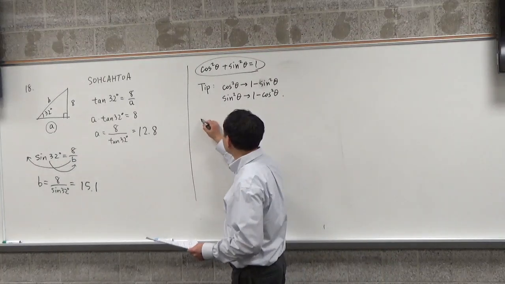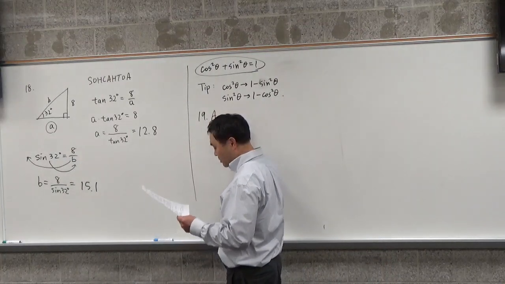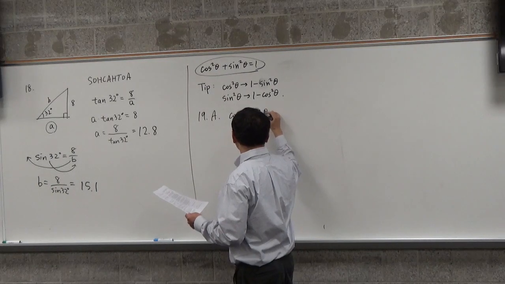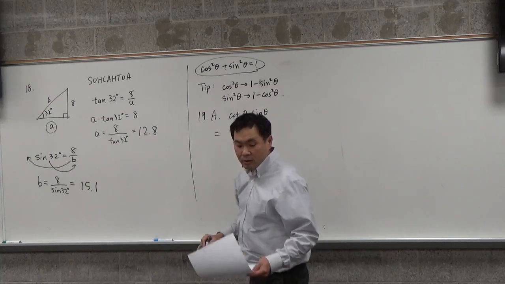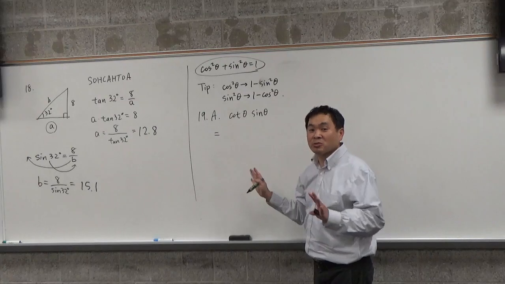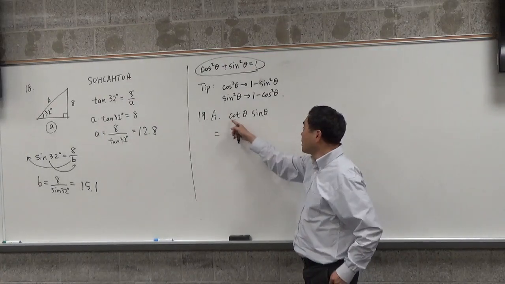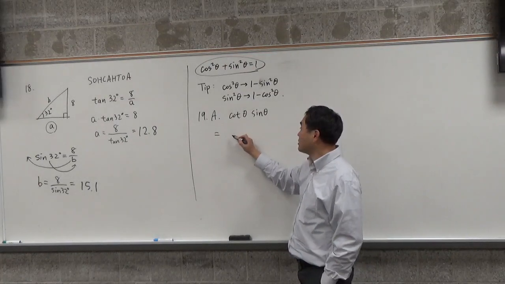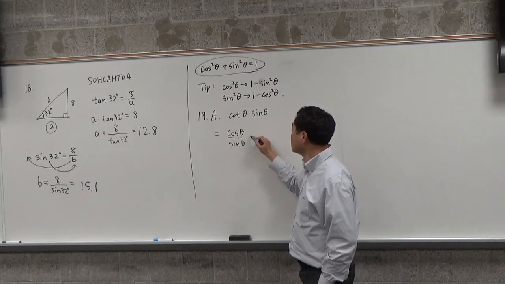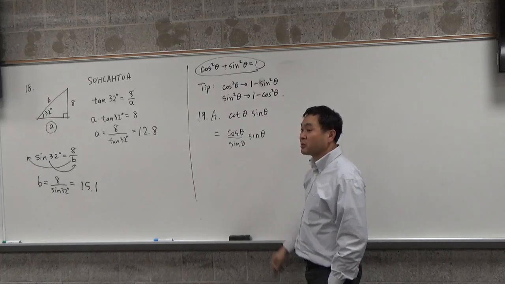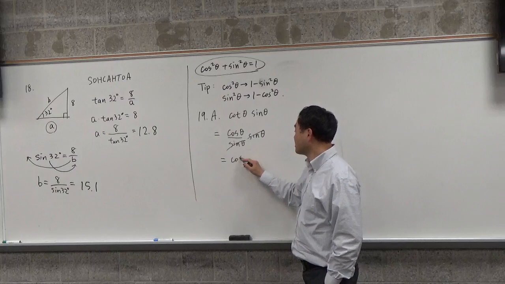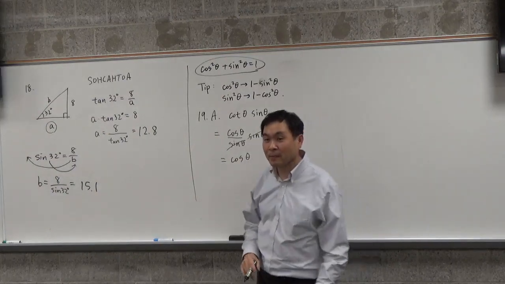So that's about it. And that's going to take care of actually the second question. A is quite simple. So 19A, let's start with this. Cotangent theta, sine theta. Another tip is to change to sine and cosine if you see something else. So cotangent is what over what? Cosine over sine, right? Can you simplify this? These cancel, and the answer is cosine. Oh, very simple, right?